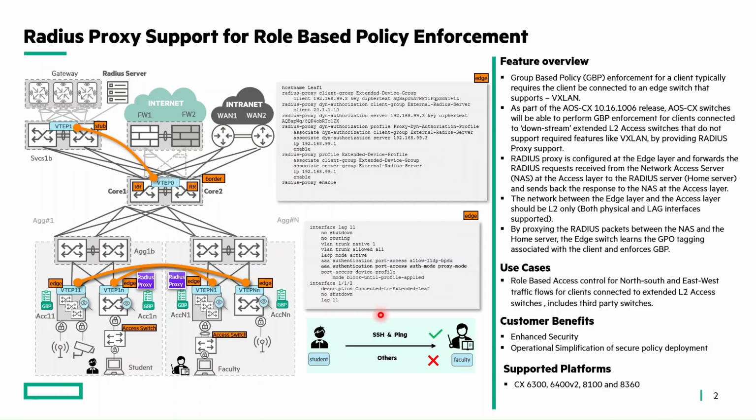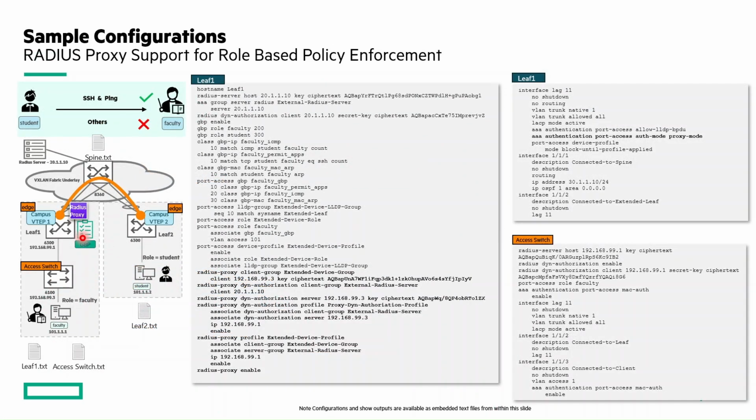Let me explain how this feature works with a sample use case and associated configurations. Here is the sample use case. I have a VXLAN environment. There are two VTEPs, VTEP 1 and VTEP 2, and I have an access switch connected to one of the VTEPs. Those VTEPs I have renamed as leaf 1 and leaf 2. This access switch doesn't support group-based policy. The group-based policy exists only in the leaf 1 switch.